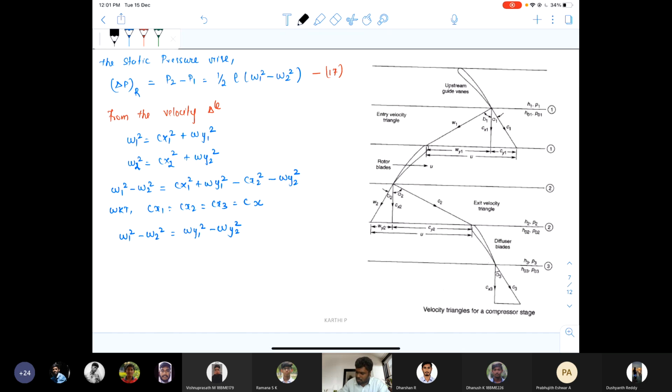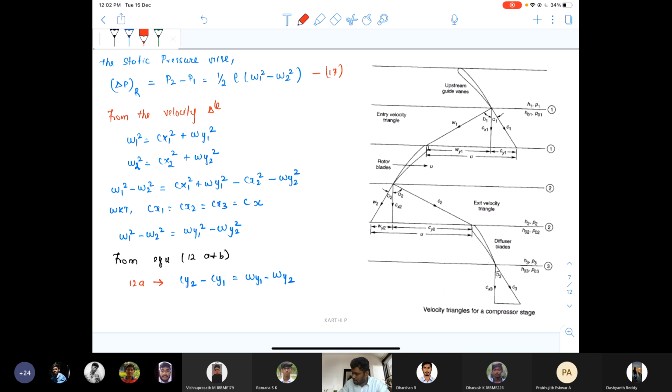Now, from the equations which we have derived yesterday, that is, equations 12a and 12b. Equation number 12a gives Cy2 minus Cy1 will be equal to Wy1 minus Wy2.